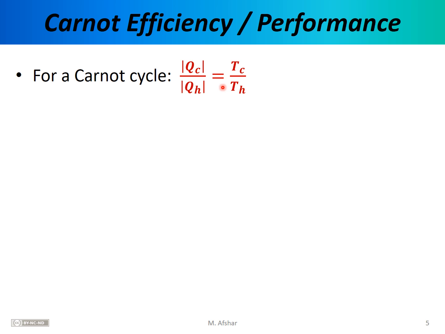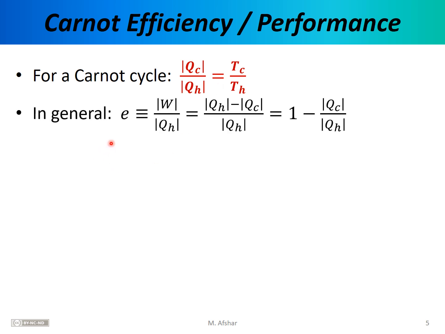For us here, what's most important is how to use this equation to calculate the efficiency of a Carnot cycle. Let's start with a Carnot engine. In general, for an engine, the efficiency is defined as work divided by QH. Conservation of energy and the first law of thermodynamics tell us that the work must equal QH minus QC. This fraction can now be written as 1 minus QC over QH.